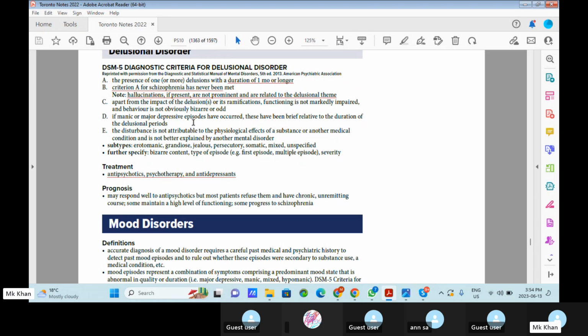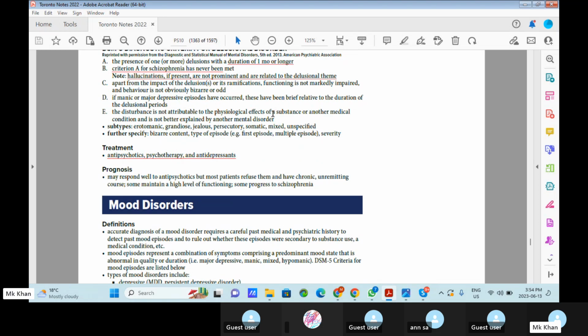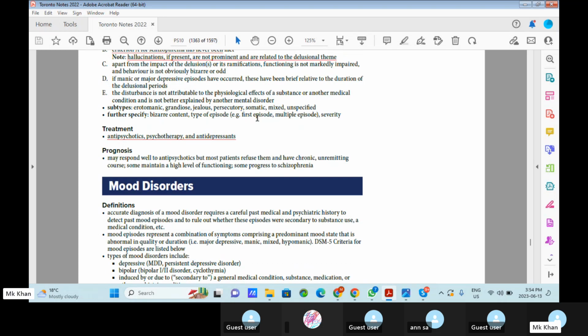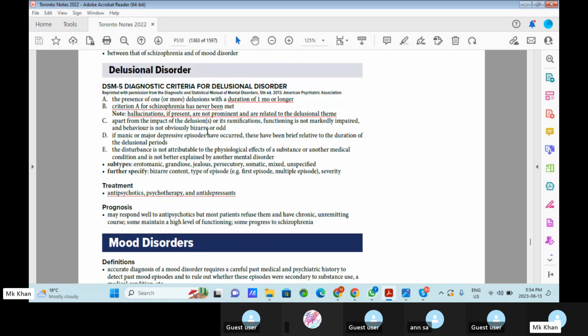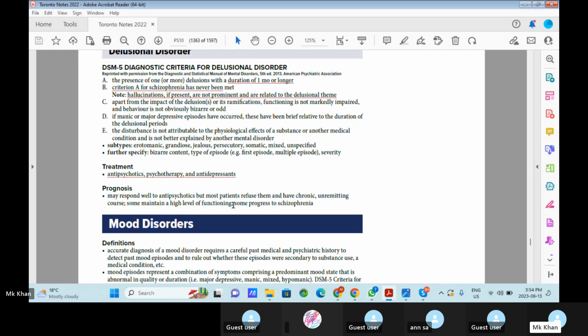If manic or major depressive episodes have occurred, these have been brief relative to the duration of the delusional periods. And this is the same thing, no substance, no other medical condition. This has to be ruled out in almost everything. And then what is the treatment? Antipsychotics, psychotherapy, and types. We missed the types. Oh, sorry. So the delusion types are erotomanic, grandiose, jealous, persecutory, somatic, mixed, and unspecified.